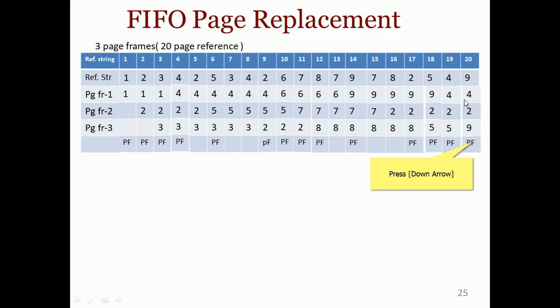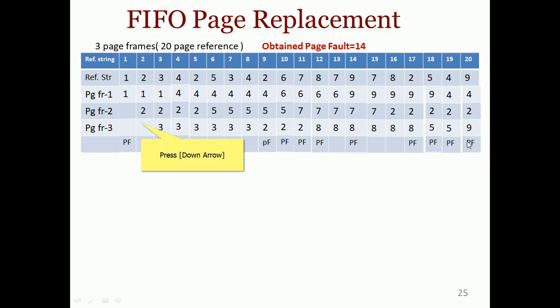So now we count how many page faults: 1, 2, 3, 4, 5, 6, 7, 8, 9, 10, 11, 12, 13, 14. 14 page faults are there, so we can say the obtained page faults are 14. So these page frames are 3. Now we can extend this problem with more page frames, that is 4 page frames.